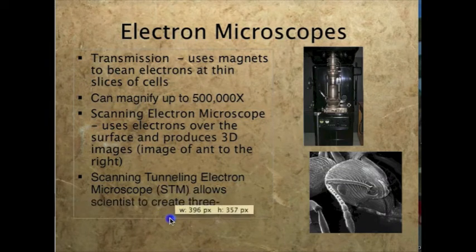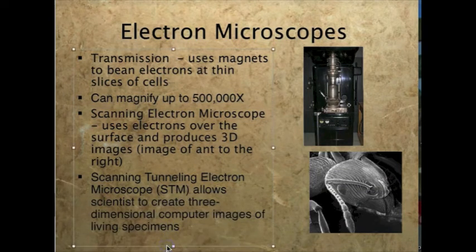All right, so we have other microscopes that we don't have access to, unfortunately, but there's electron microscopes that allow us to see much more. For example, some of these transmission electron microscopes use magnets to beam electrons at thin slices of cells, and they can magnify them up to 500,000 times. We also have an image down at the bottom here that was created using a scanning electron microscope, and what it does is it coats the object with electrons, and then it produces 3D images.